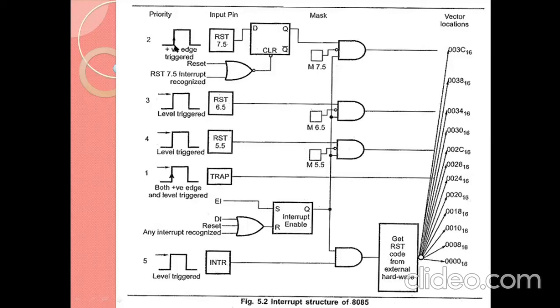Positive edge triggering means the signal goes from low to high. During that period, it will interrupt the signal. RST 6.5: when it reaches the level, then only it will interrupt the microprocessor. That is called level triggering.